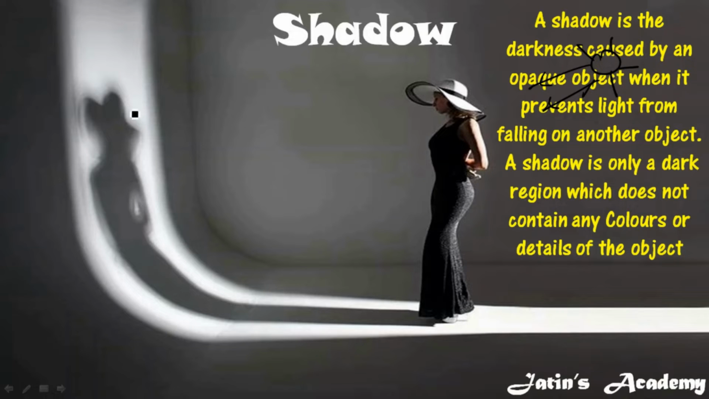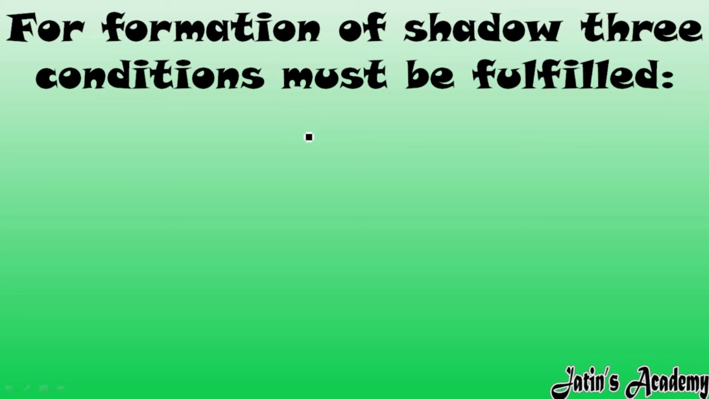And shadows always need a screen in order to form. Clear? The shadow is only the darker region of the opaque object. The shadow is black or grey in color, which does not contain any color and does not give any information about the object. So during the formation of a shadow, three conditions must be fulfilled.